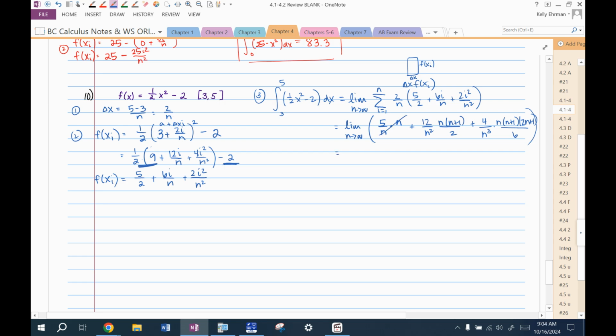So what is this limit? So this is just 5. Then we have 12n squared over 2n squared, so plus 6. Then I have 8n to the third over 6n to the third, so plus 8 over 6, which is really 4/3. So 11, so 33 thirds plus 4/3, 37 thirds. That's the actual area between 3 and 5 of this f of x dx.